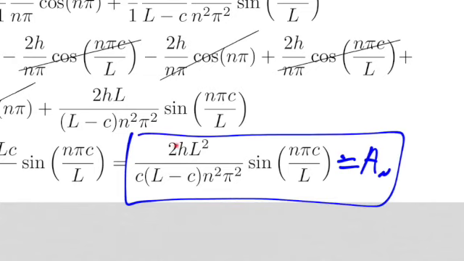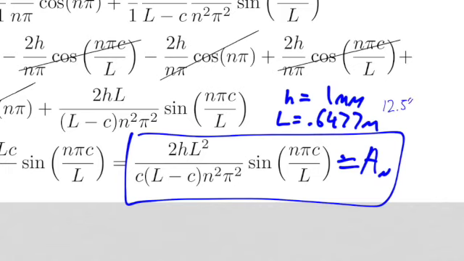It's got the number 2. H is the height of our pluck, right? And that height we're going to take to equal 1 millimeter, right? L is our string length. So L is going to be 0.6477 meters, which corresponds, let me get the thickness down, to a scale length of 12.5 inches.